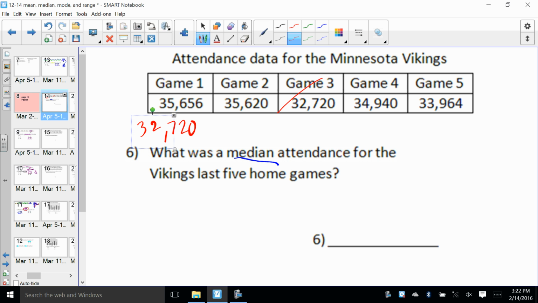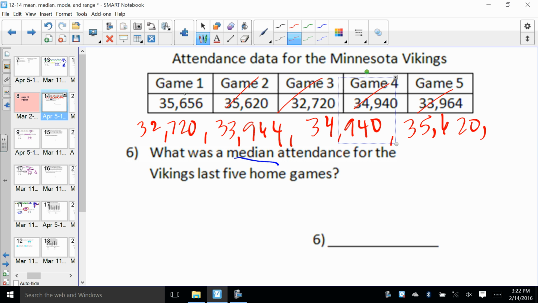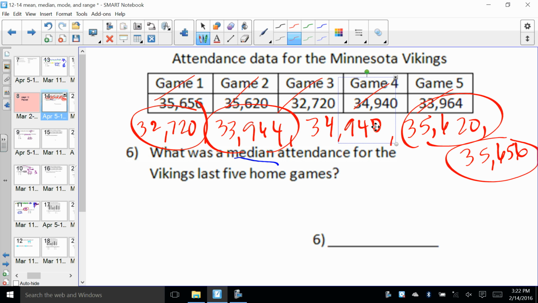All right, so we're moving on. The next game for attendance looks like game 5, 33,964. We're going from least to greatest. And then the next attendance looks like 34,940. And then we have game 2 next, 35,620. And then finally, 35,656. So in order from least to greatest, our median would be 34,940.